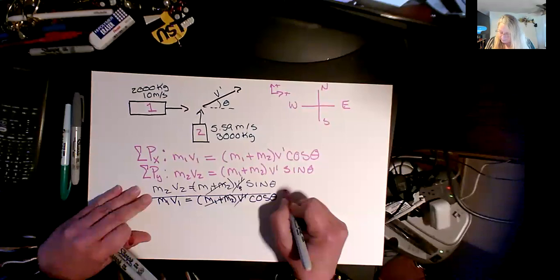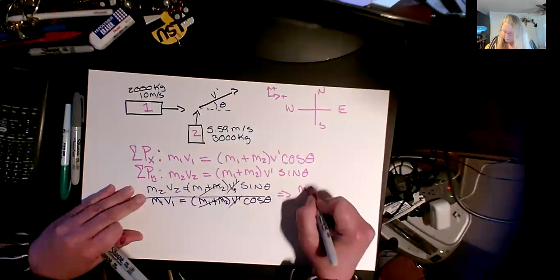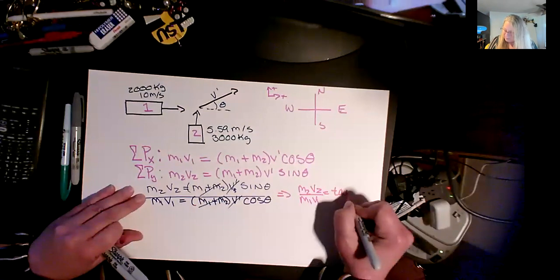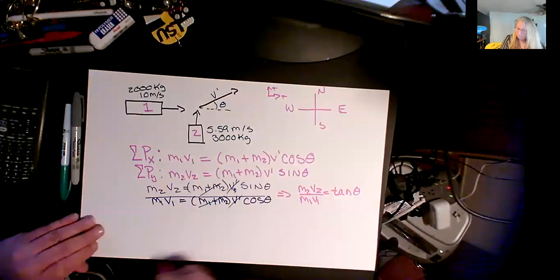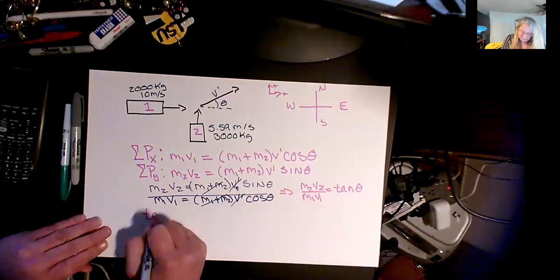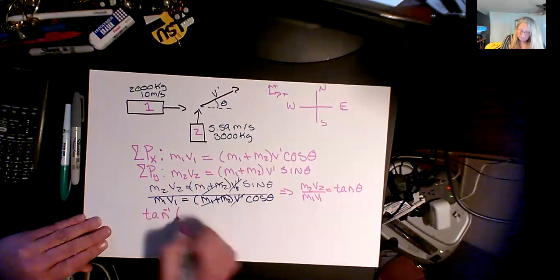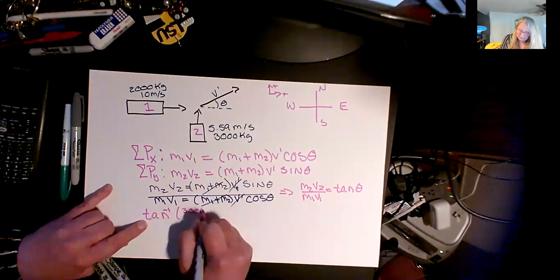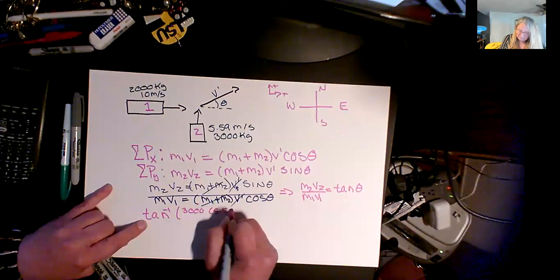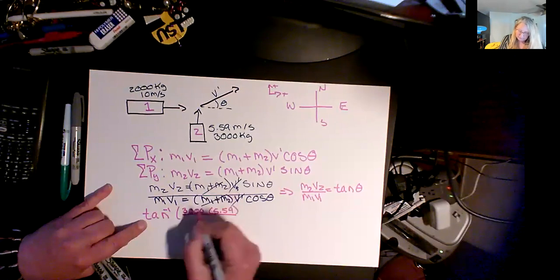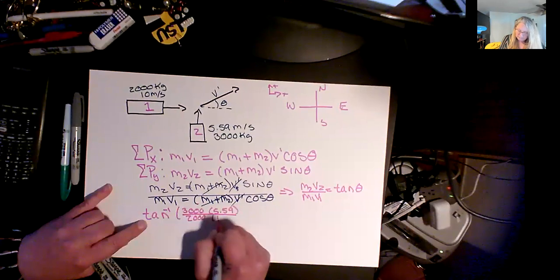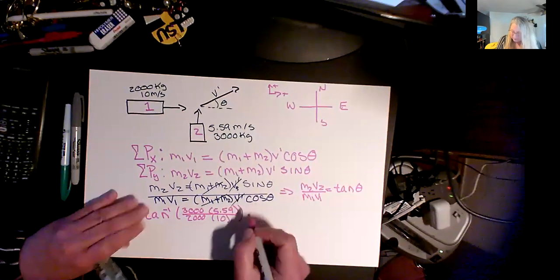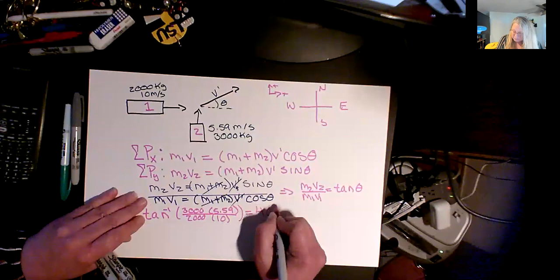So this thing becomes then mass 2, velocity 2 over mass 1, velocity 1 equals tangent of theta. So now I can put these two things in my calculator. I'm going to take the arc tangent of mass 2, velocity 2. So 3,000 times 5.59 divided by 2,000 times 10. And I button push that and I get 39.99, otherwise known as 40 degrees.